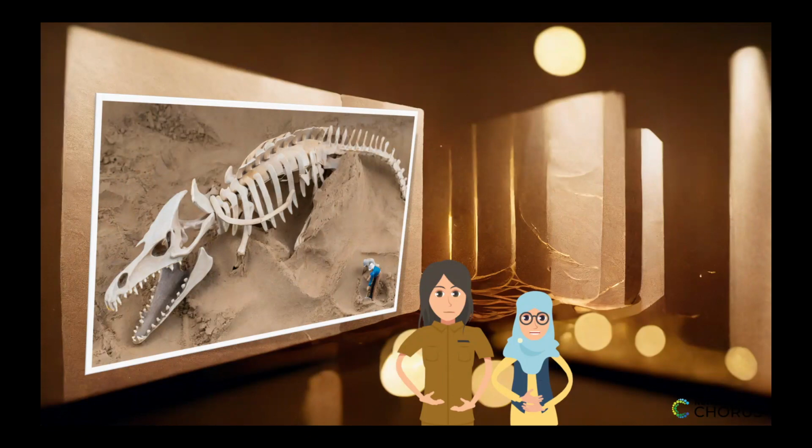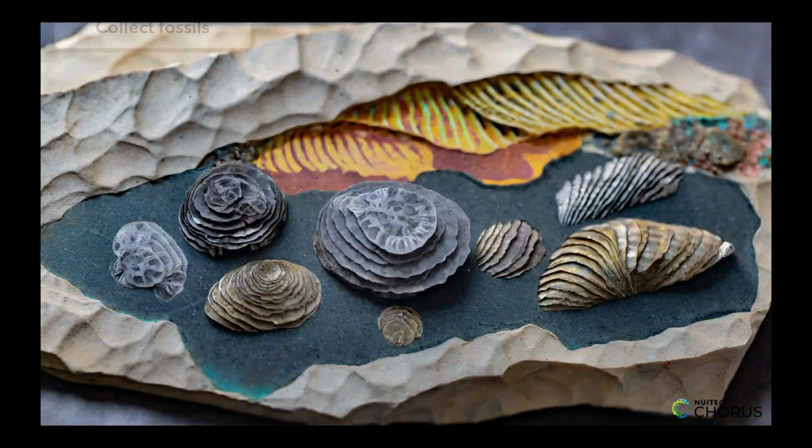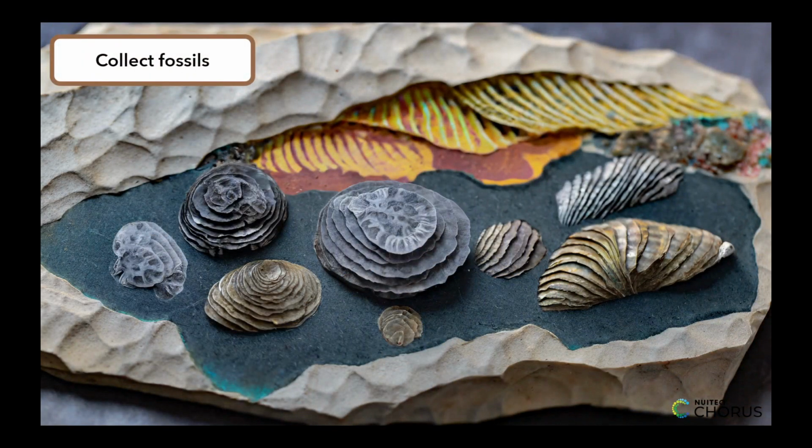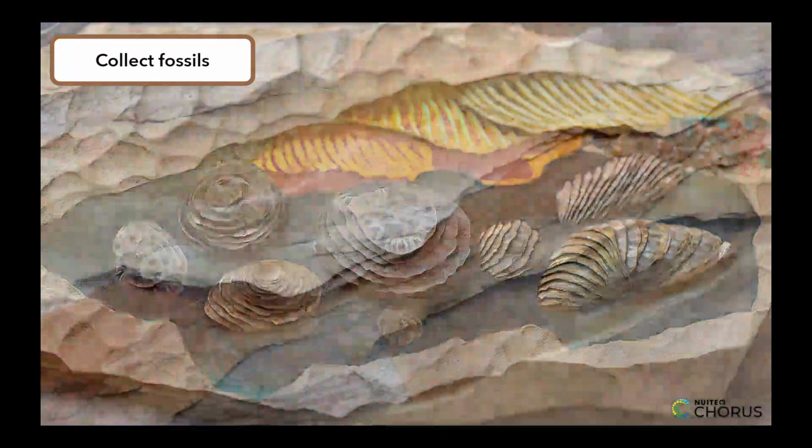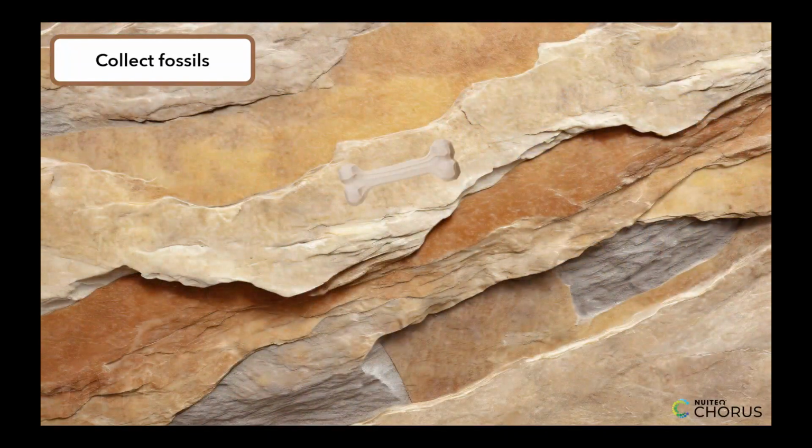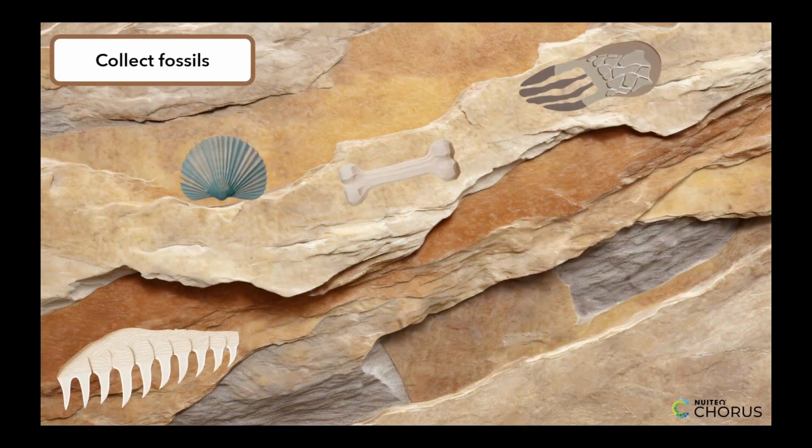Okay, let's imagine that you're a time traveler, and your mission is to figure out how life on Earth has changed over time. And the tool you have at your disposal is the fossil record. First, you would have to collect fossils. This means you would have to go out into the field and look for rocks that contain the remains of ancient plants and animals. These fossils can be bones, teeth, shells, footprints, and even preserved impressions of plants and animals.